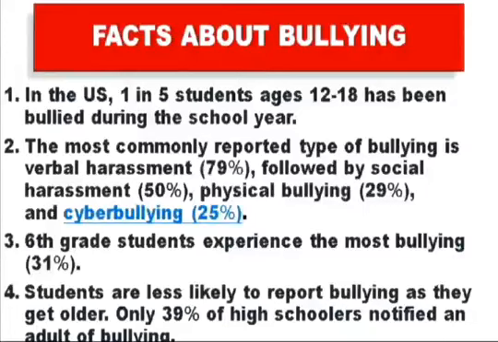But also here, the second one says the most common reported type of bullying is verbal harassment. That's 79%, followed by social harassment, 50%, physical bullying, 29%, and then cyberbullying, which is 25%. And then cyberbullying comes along when you get the internet, and of course, social harassment.